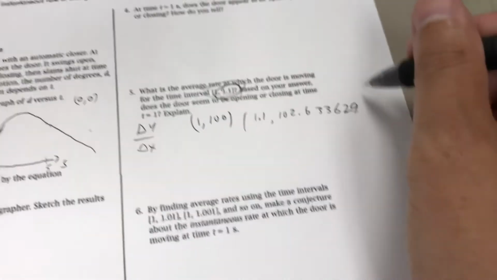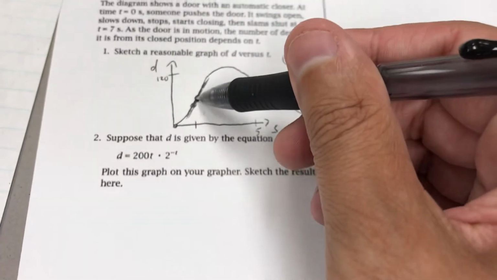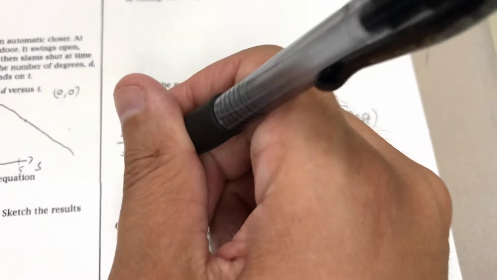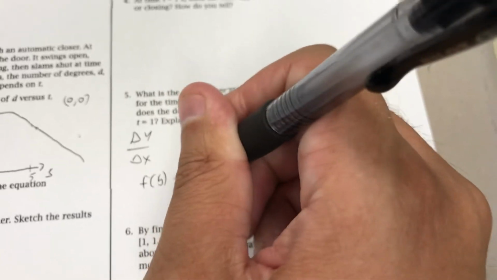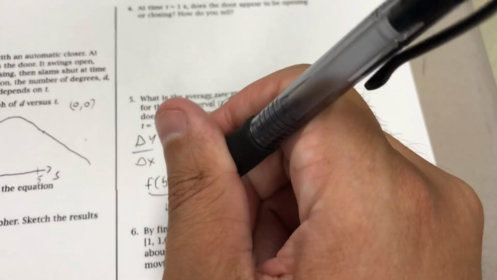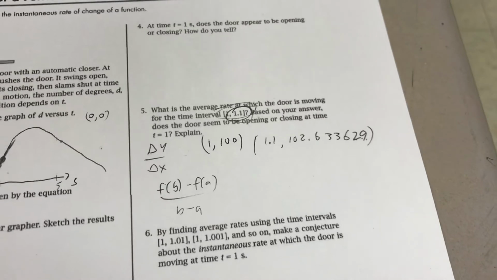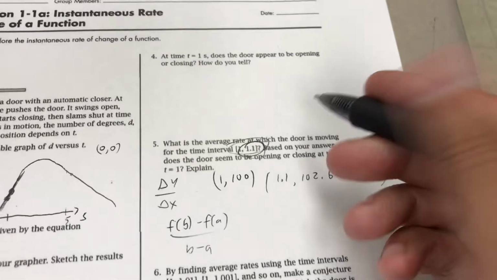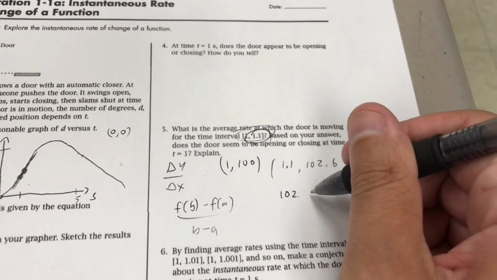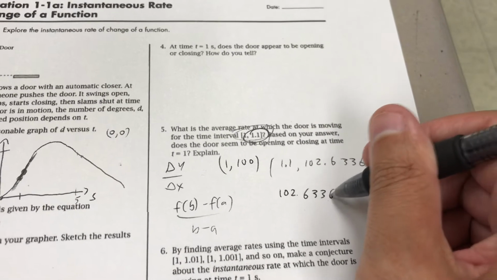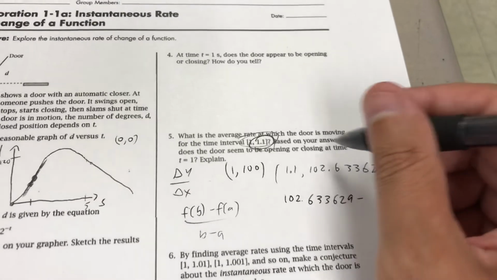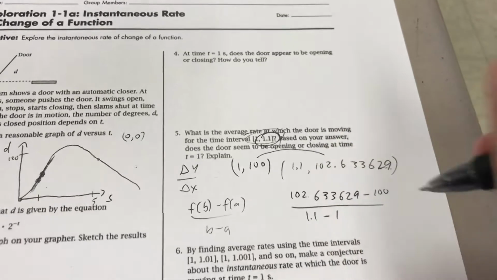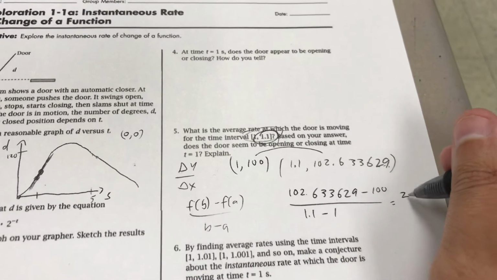Okay, so back here, we're trying to find the slope between those 2 points on this graph, okay? So slope, of course, is change in y over change in x. Now remember, your book is going to say f of b minus f of a. You're subtracting 2 y values, and you're subtracting 2 x values. They're going to use slightly different notation, but it's the same thing as the slope you did in Algebra 1. So we're going to do 102.633629 minus 100, and on the bottom, we're going to do 1.1 minus 1.